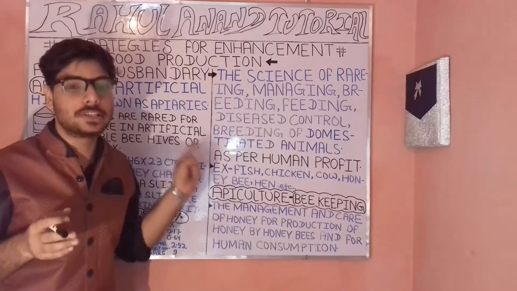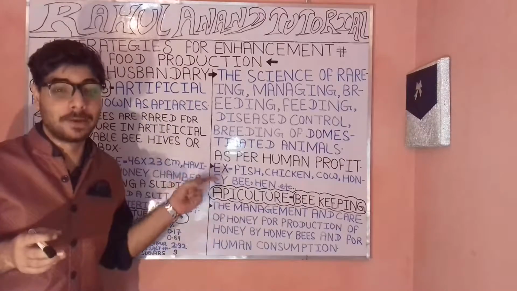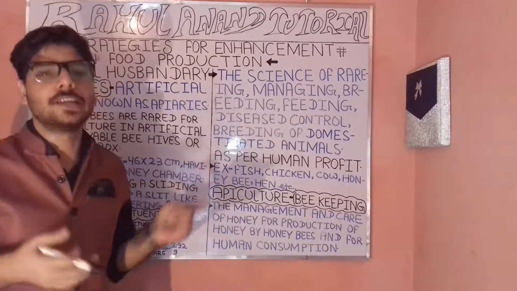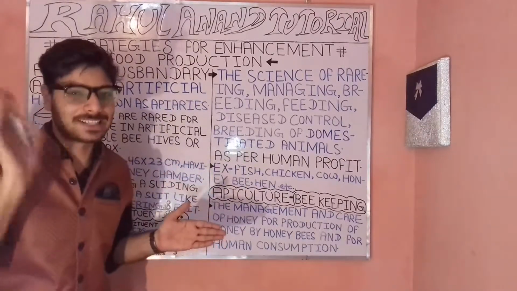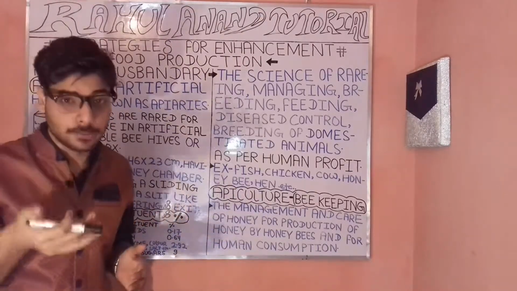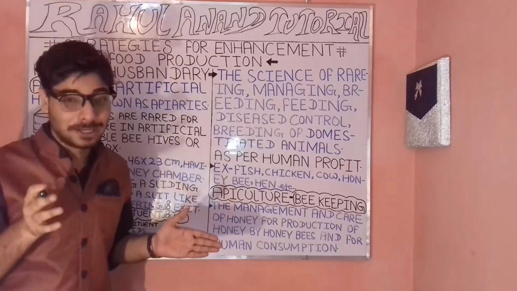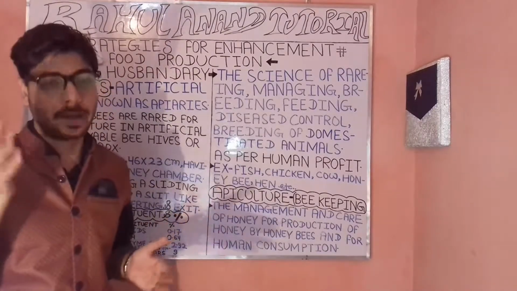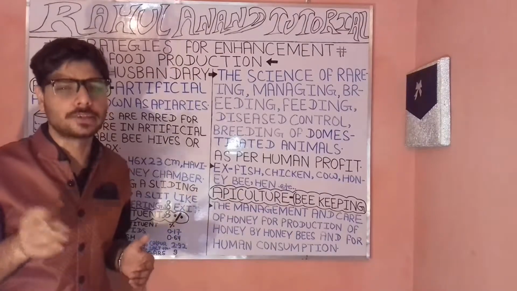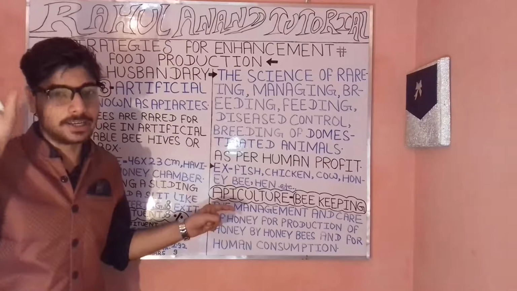Here we are going to study animal husbandry. Let's understand what animal husbandry is. It is the branch of science which deals with the rearing, feeding, and breeding of disease-free and domesticated animals for human benefit as well as profit. This comes under the animal husbandry case.